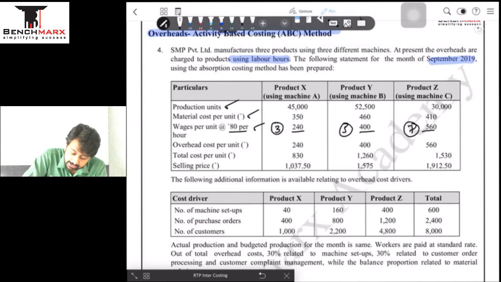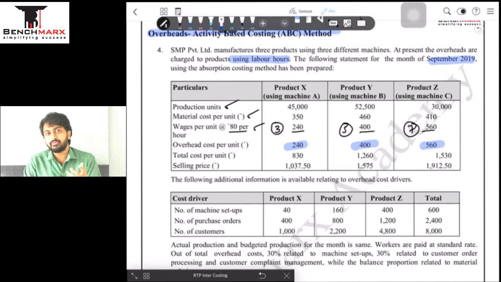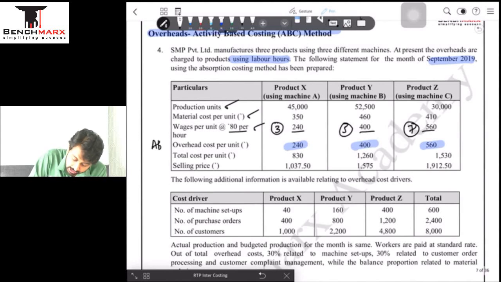Okay, overheads cost per unit. Can I say overheads are 240, 400 and 560? Yes. First of all, do I always spend or incur the overheads per unit? The answer is no, because overheads are a period cost, which means these amounts have to be overheads which are absorbed, no exceptions. Okay, total cost is simply the addition of everything, and I will get the total cost.